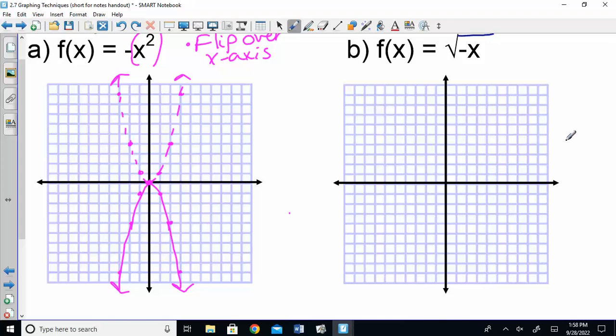B, what's my parent function? Square root. So square root of 0 is 0, square root of 1 is 1, square root of 4 is 2. We could do 9, 3 if we wanted. So this is a negative inside. It's under my square root, so it's inside. So it flips it over the y-axis. So essentially all you're doing is taking each point and making the x negative.